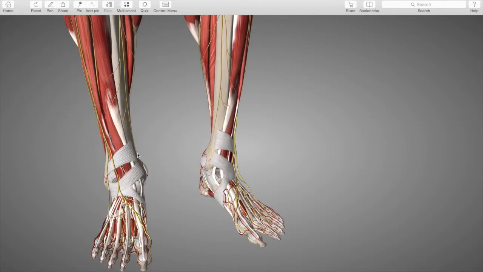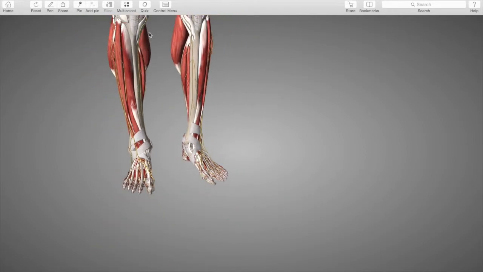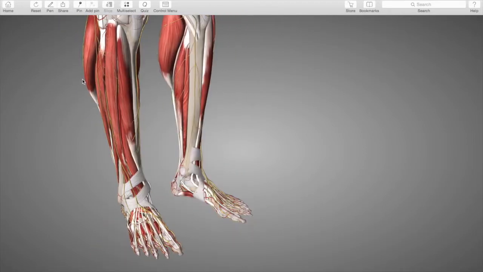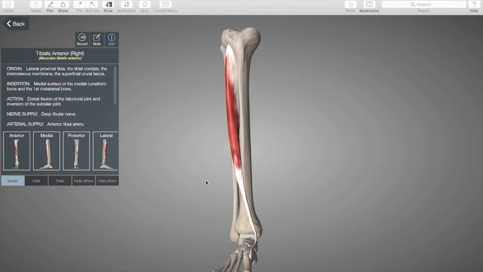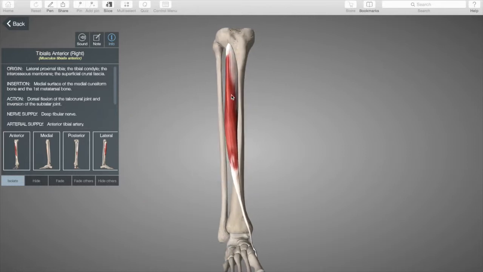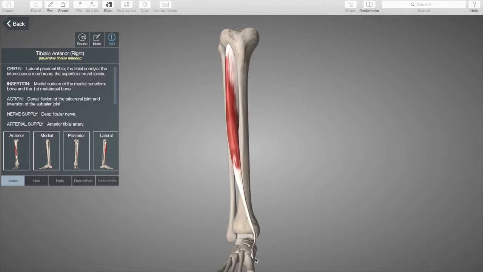Next, we'll move on to the compartments and muscles of the leg. The first one being tibialis anterior. The origin is from the lateral proximal tibia and the tibial condyle, as well as the interosseous membrane and the superficial crural fascia. This courses distally to insert on the medial surface of the medial cuneiform and the first metatarsal.